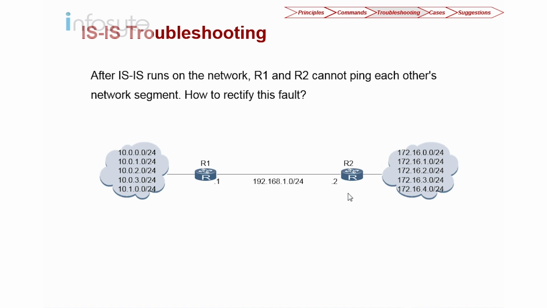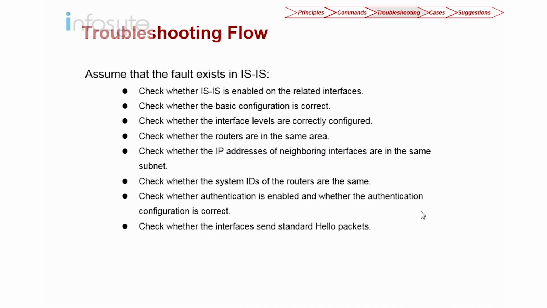Okay, so R1 and R2 have a network of 10 on the left hand side, and on R2 I have a 172 network on the right hand side. Now the best practice for you to troubleshoot, and this is the flow: check whether ISIS is enabled on the related interfaces. Remember that we don't use a network statement, we have to use ISIS enable.